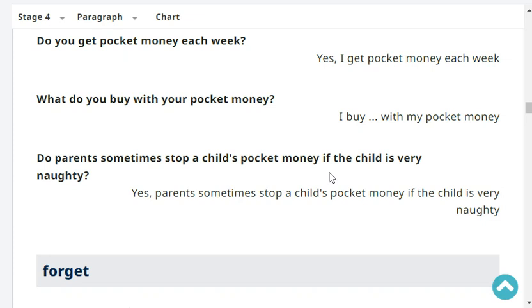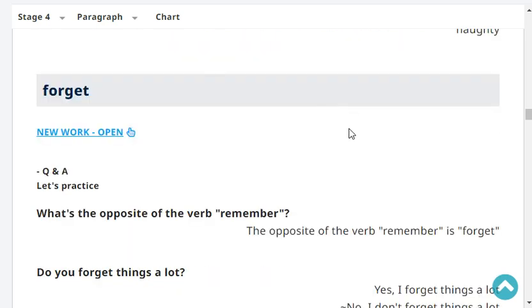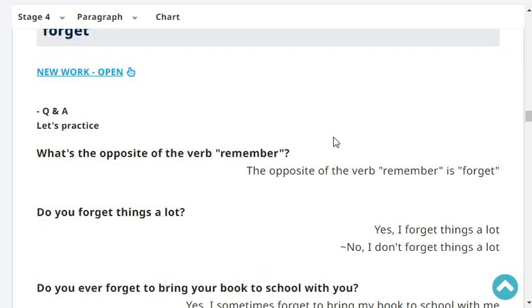Very good. Do parents sometimes stop a child's pocket money if the child is very naughty? Yes, parents sometimes stop a child's pocket money if the child is very naughty. Very good. Okay, next. What's the opposite of the verb remember?